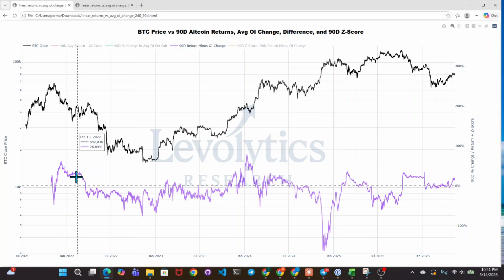And then you can see this was at the beginning of the bear market, end of 2021, beginning of 2022. So right at the top, this is the double top right here from that last bull market. And this was the beginning of the end. Always at the top, there's always some sort of deleveraging event. So this was a huge deleveraging event.